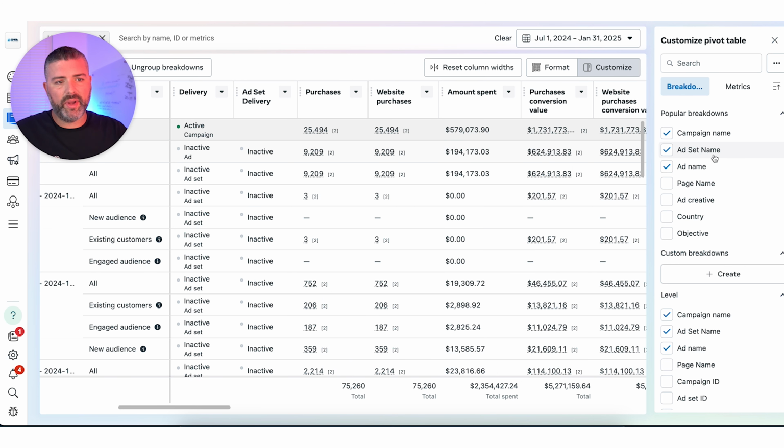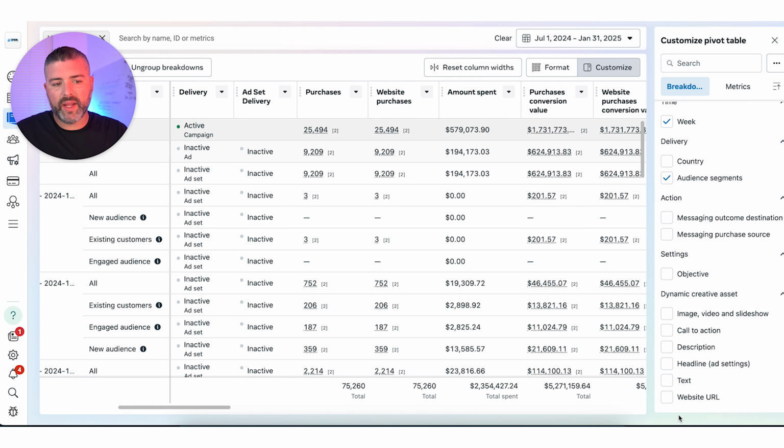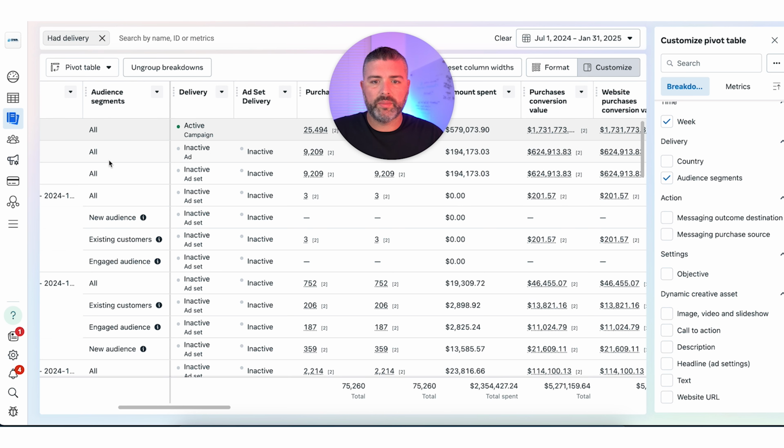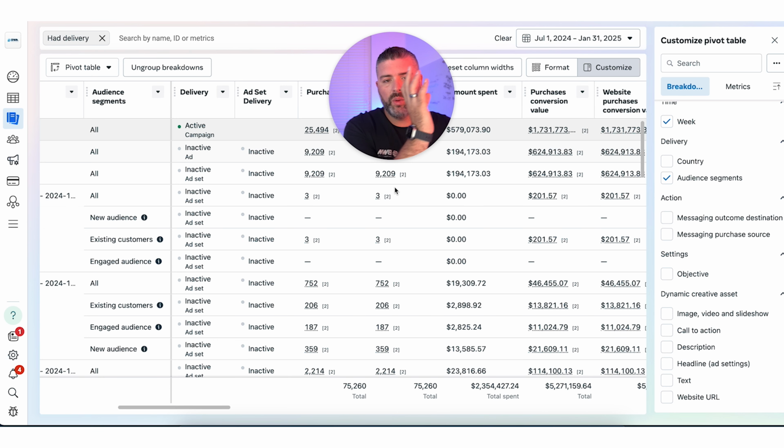So we select campaign, ad set name, ad name, week, audience segments, and then down here, we'll pull a different creative report in order to understand all of the assets. So this is the first step, is going into your reports, pulling them, understanding what's working. Is there audience segments, new audiences, existing customers? How did the new customer acquisition reflect based on the new customer acquisition goal? So that's the first step.